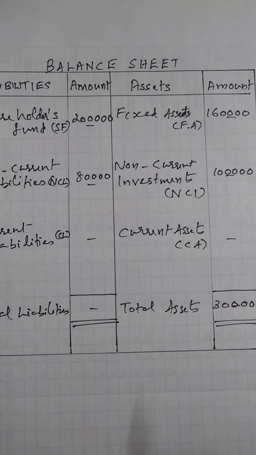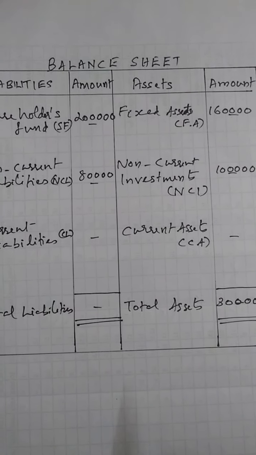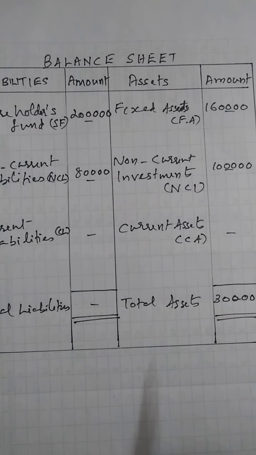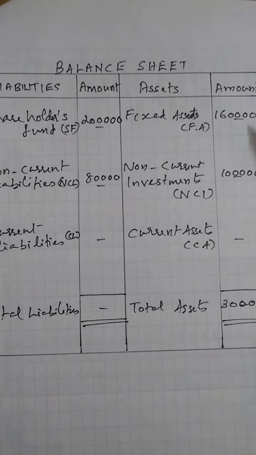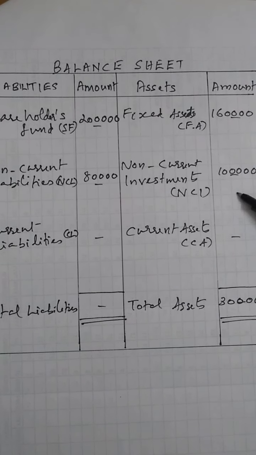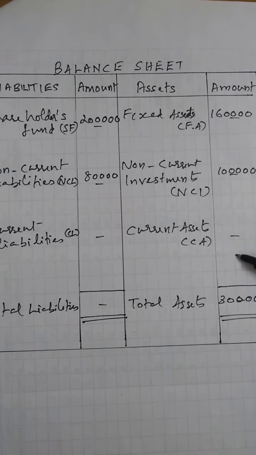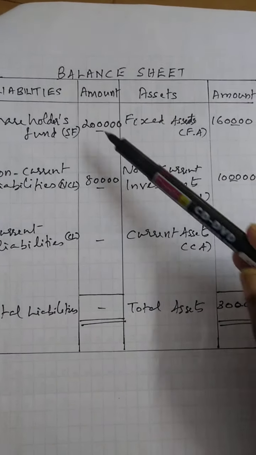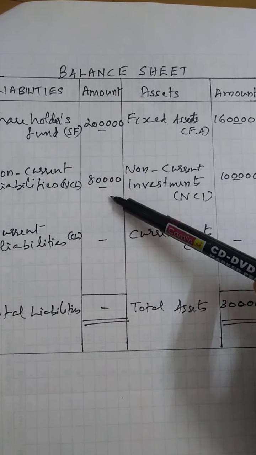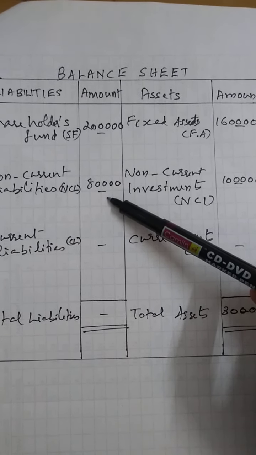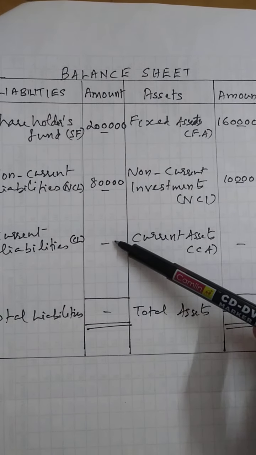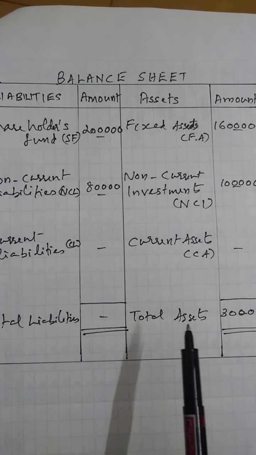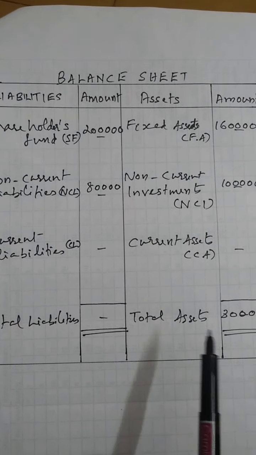In illustration number 3, these are the amounts given in our balance sheet. That is, fixed asset amount is given, then non-current investment is given, current asset is missing, total assets are given, then shareholders fund is given in the question, then non-current liabilities also given in the question. Current liabilities are missing, total liabilities are also missing. But we are asked to find out the current ratio.